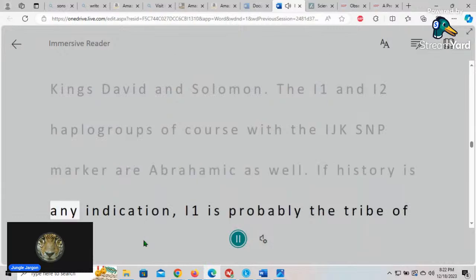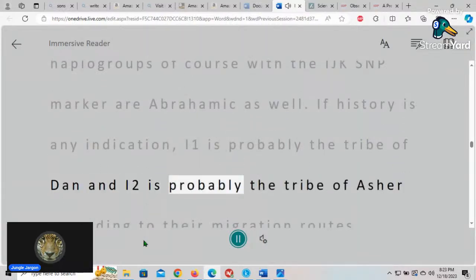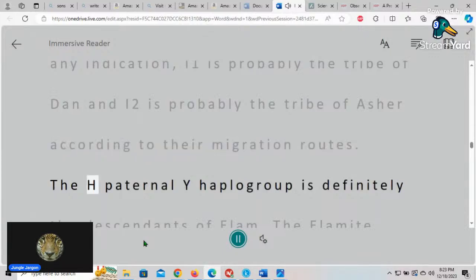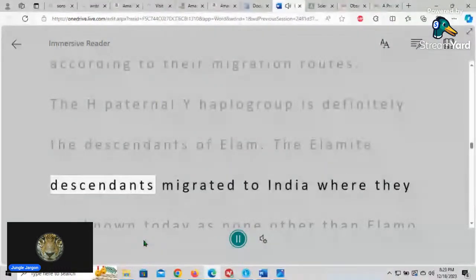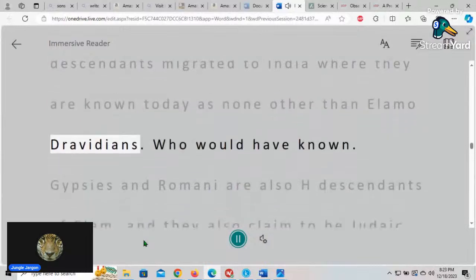If history is any indication, I1 is probably the tribe of Dan and I2 is probably the tribe of Asher, according to their migration routes. The H paternal Y haplogroup is definitely the descendants of Elam. The Elamite descendants migrated to India, where they are known today as none other than Elamo-Dravidians.